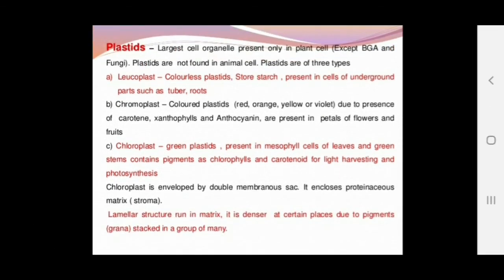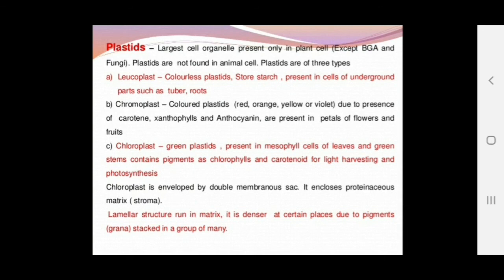The chromoplasts are colored plastids, particular to the red, orange, yellow or violet color. They consist of different pigments which provide colors to the petals, flowers and the fruits. Clear? The chloroplast, we already know about this.